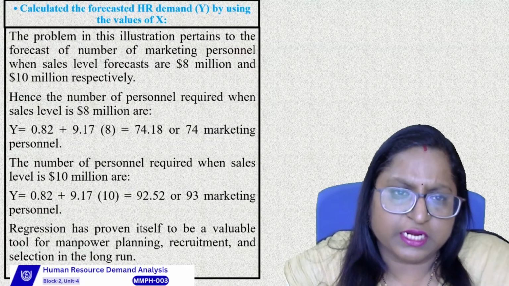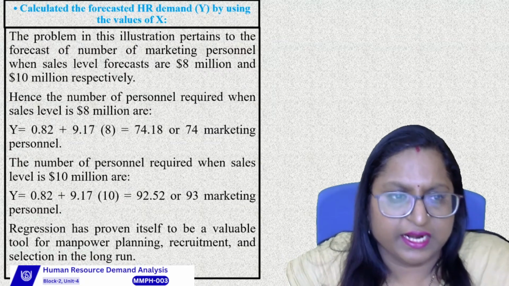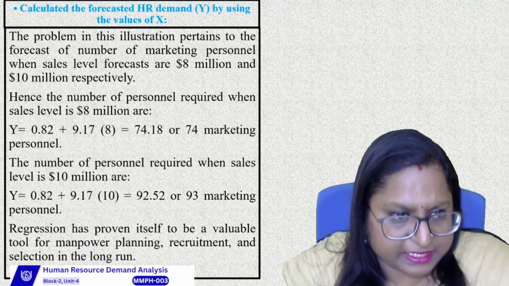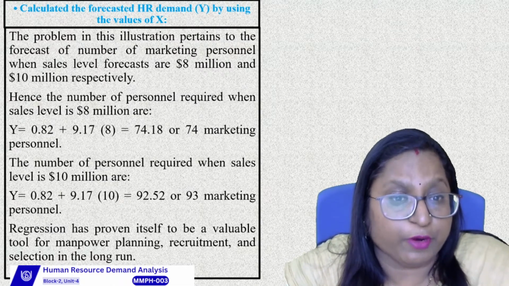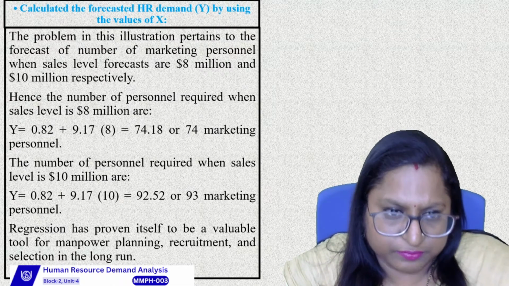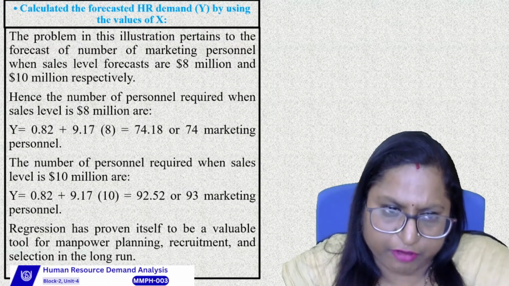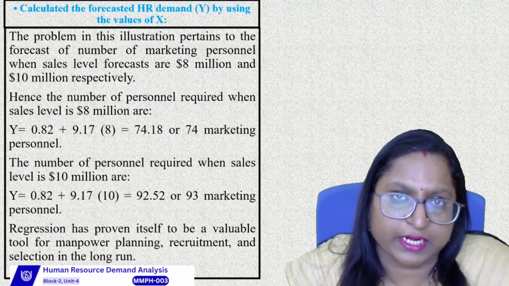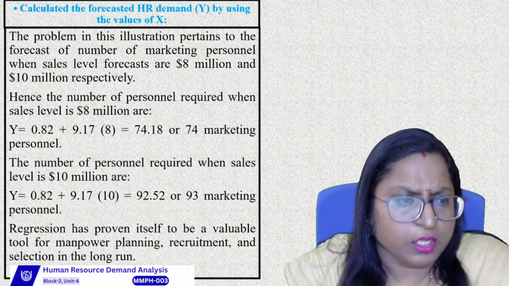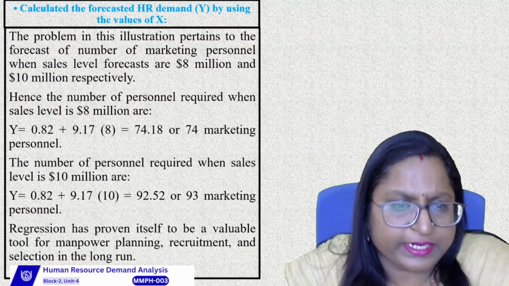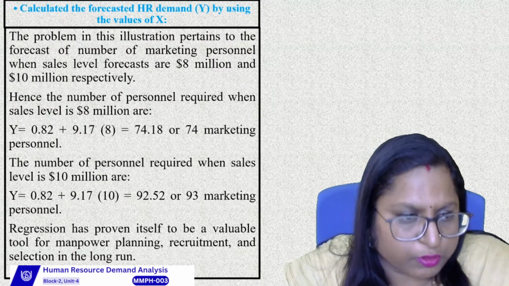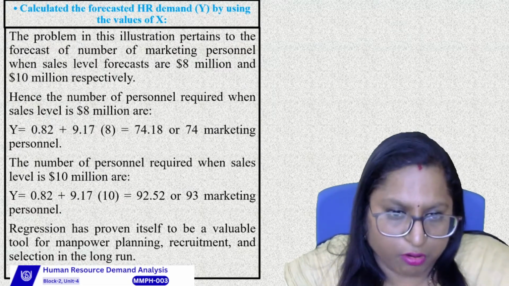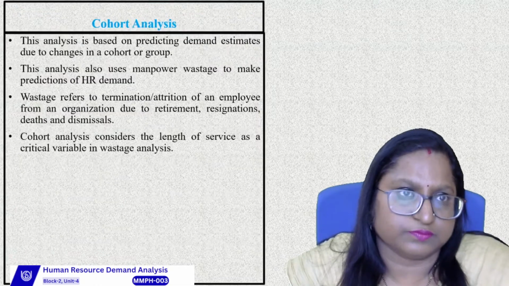The number of personnel required when the sales level is 10 million: at that time we can put the value of x here and we find 92.52. Though the value after the decimal point is more than 5, approximately 93 marketing personnel are required. So regression has proven itself to be a valuable tool for manpower planning, recruitment and selection in the long term, or in the long run.